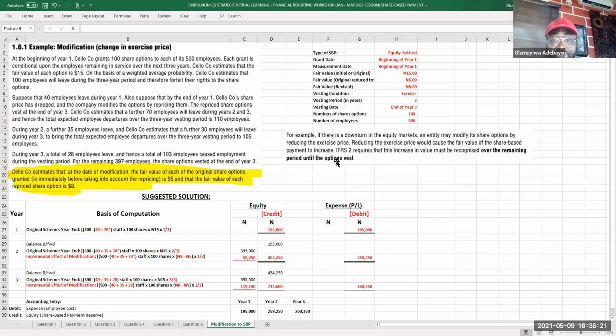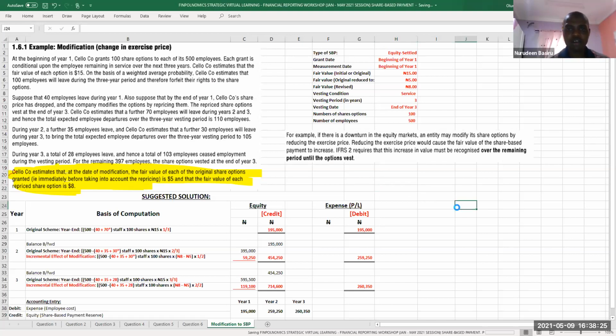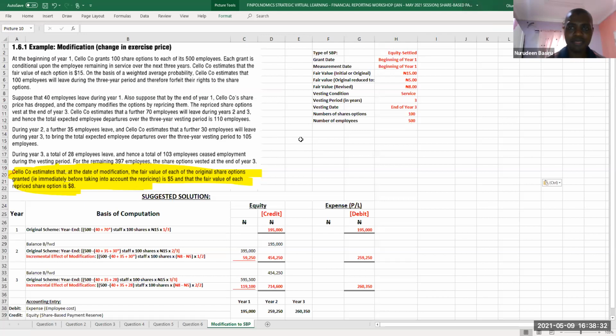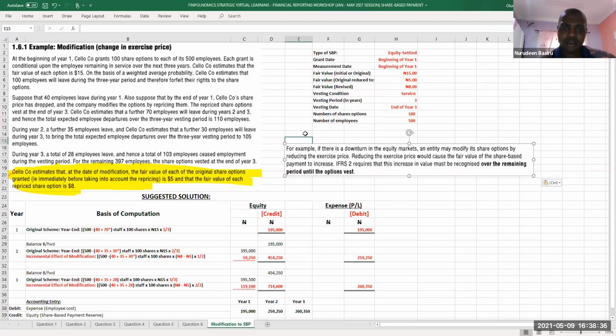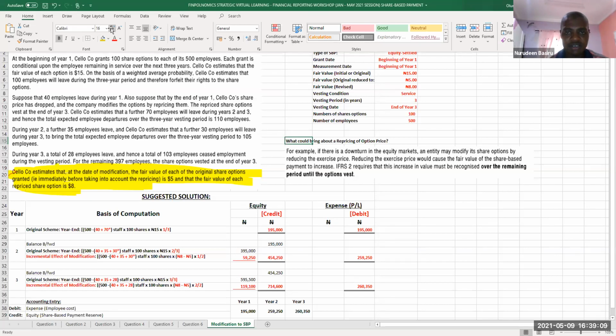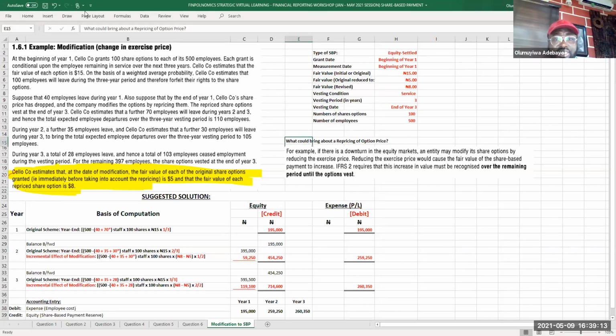Now, can you read this out for me? What I just pasted there. Example of what can bring it to the pricing. For example. Okay. For example, if there is a downturn in the equity markets, an entity may modify its share options by reducing the exercise price. Reducing the exercise price would cause the fair value of the share-based payments to increase. IFRS 2 requires that this increase in value must be recognized over the remaining period until the option vests. Okay. Now, do you understand that statement?